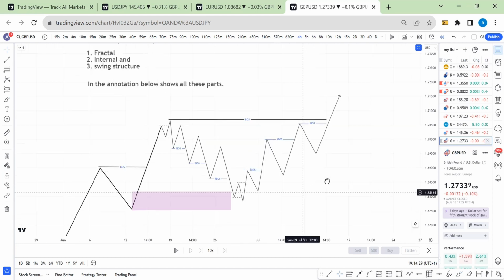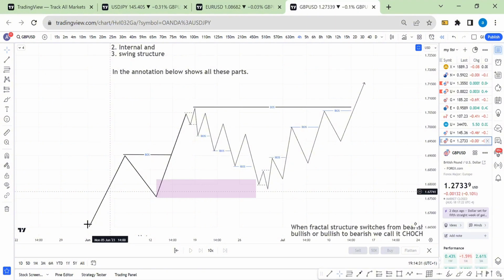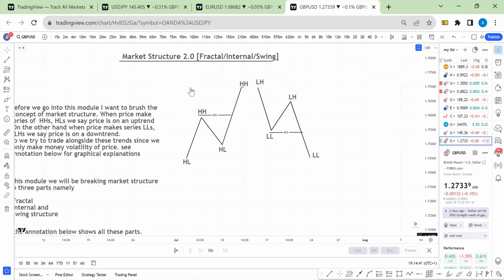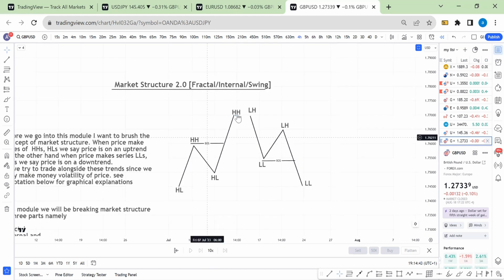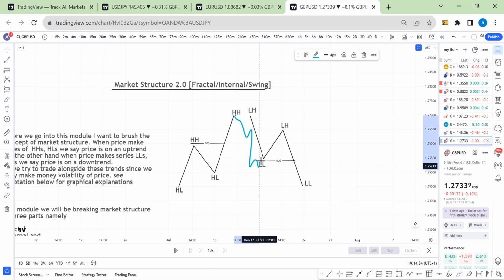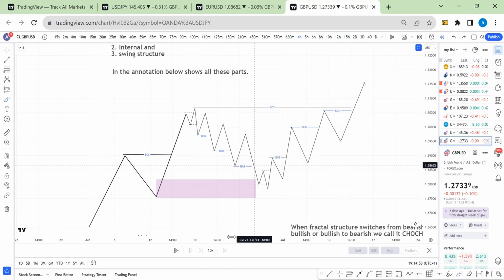Now let's assume this thick dark line is the swing structure. That's what we have here. This is just the ordinary main swing structure. We now want to have the other two parts when price begins to pull back. When price begins to pull back, what happens before it moves up and breaks the previous high? That's exactly what we want to see.